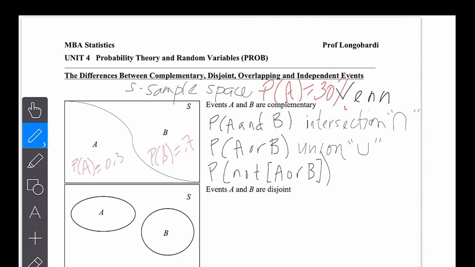And how am I going to write that? Okay, let's do it in blue. So this is going to equal 0 for complementary events.